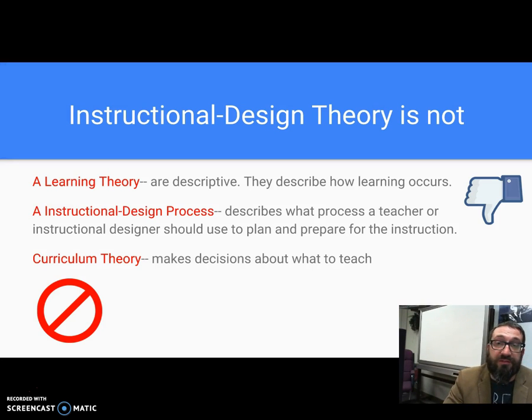Instructional design theory is not a learning theory, which describes how learning occurs. It is not an instructional design process, and it's not a curriculum theory, which makes decisions on what to teach.